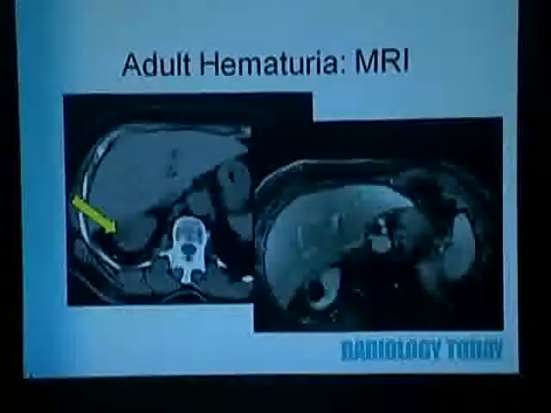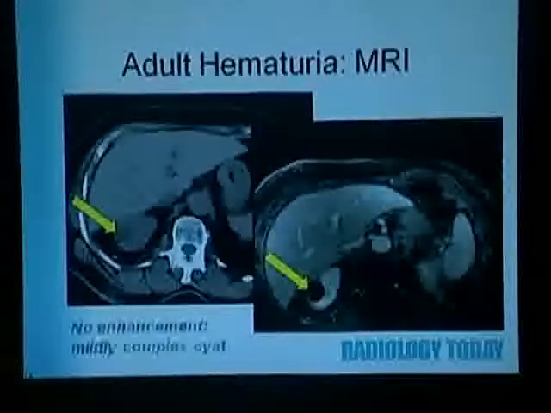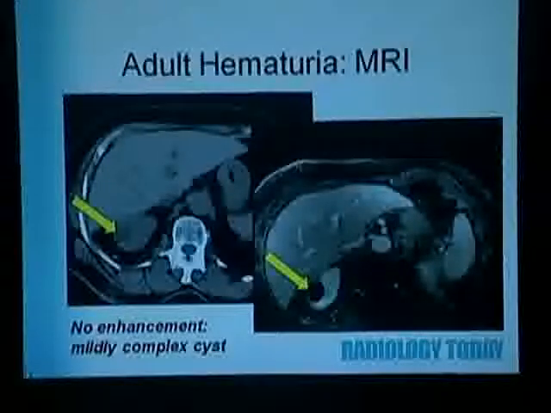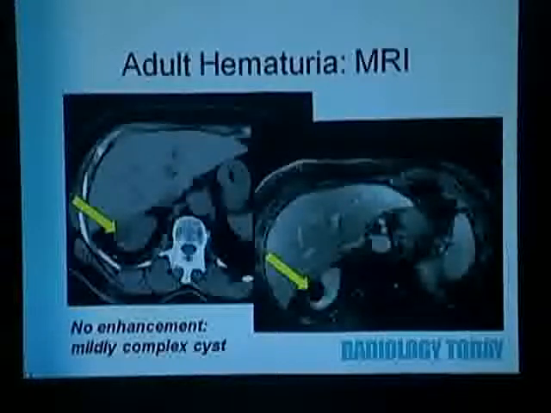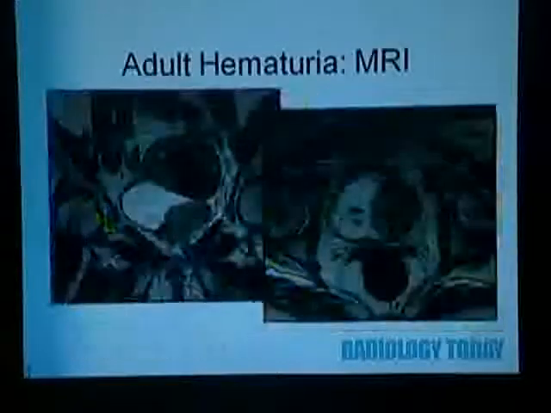It was a minimally complex cyst, no solid enhancing nodule or solid component, which would make it a Bosniak 3 or 4, which typically needs a urologic consultation and perhaps ablation or partial nephrectomy or a full nephrectomy.